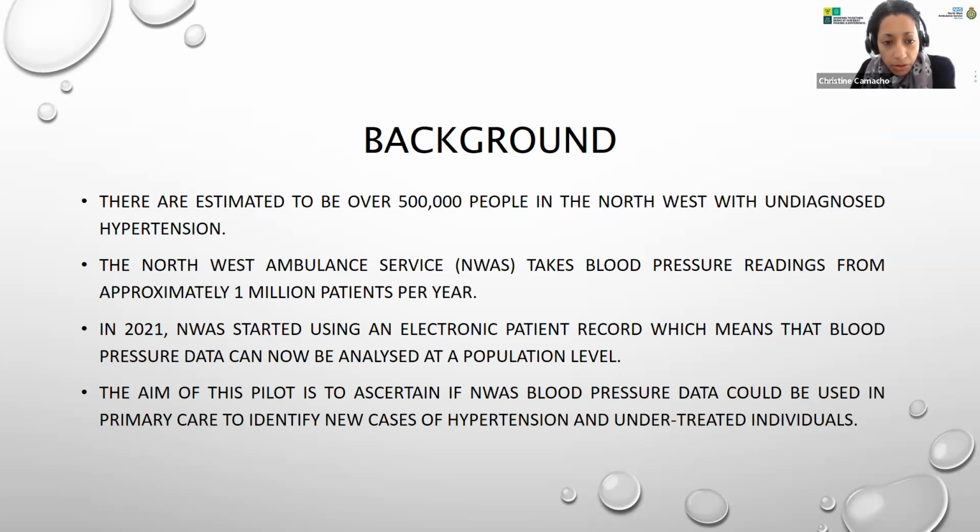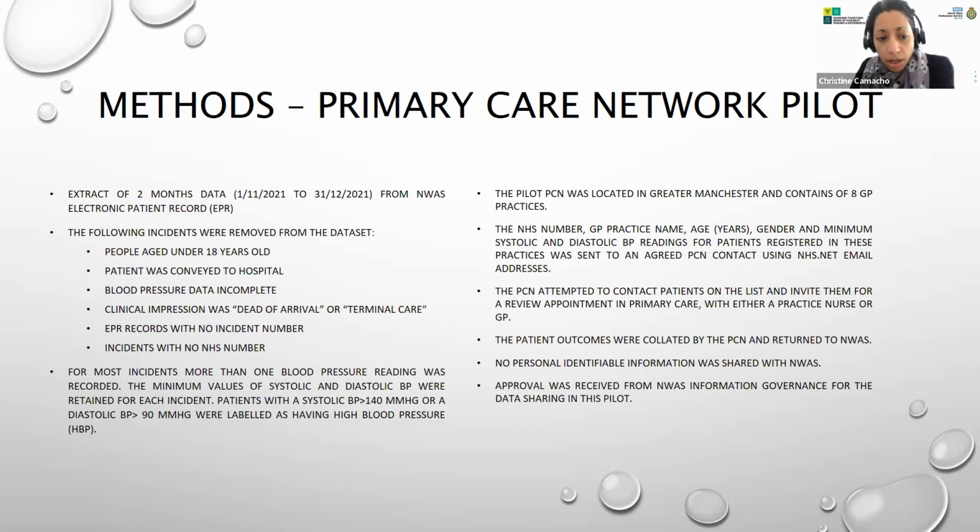Okay, so if you could just move on for me, please. Right, there's a lot of writing on here, isn't there? But basically, just to let you know what we did is we took 2 months worth of data and we took out any children, anyone who was conveyed to hospital, anyone who didn't have complete blood pressure data. We took out some of the clinical impressions, so people who were recorded as being dead on arrival or were receiving terminal care. And then we used a cutoff of 140/90 as people having high blood pressure.